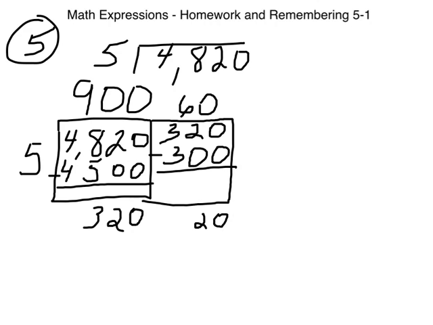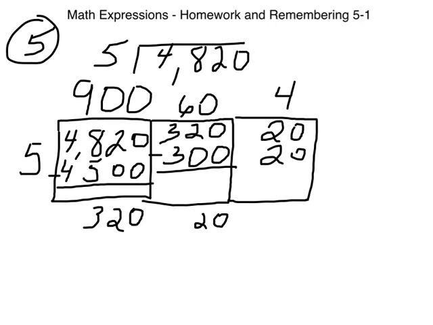So now I have this 20. I need to make one more section because I have a 20 remainder. So I'll write that on top and say, okay, 5 goes into 20, I know that. That goes into 20 4 times. 5 times 4 is 20. And I subtract, I get a 0 remainder.